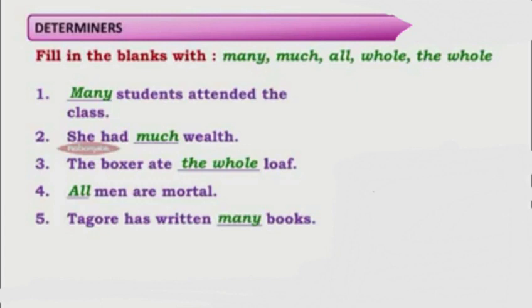Fill in the blanks with many, much, all, whole, the whole. Okay, so let's see the first example. The first sentence goes like this: dash dash students attended the class. Now, in this sentence, it would be many. The answer will be many.